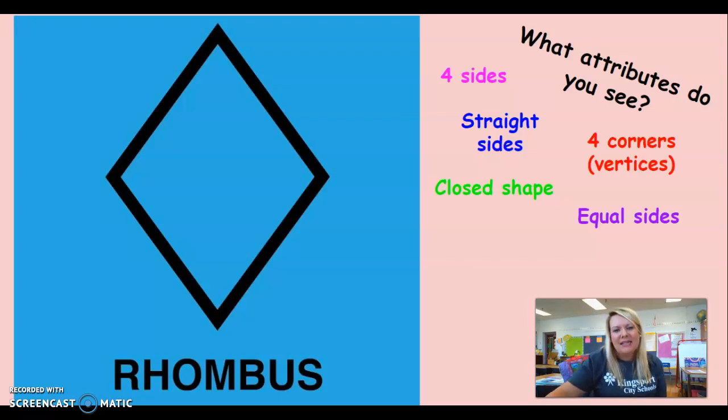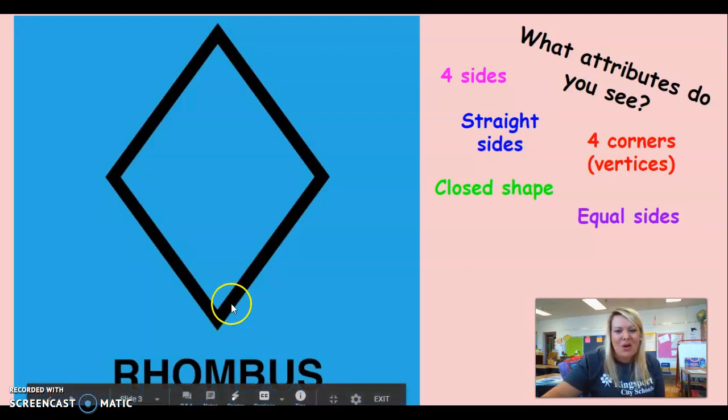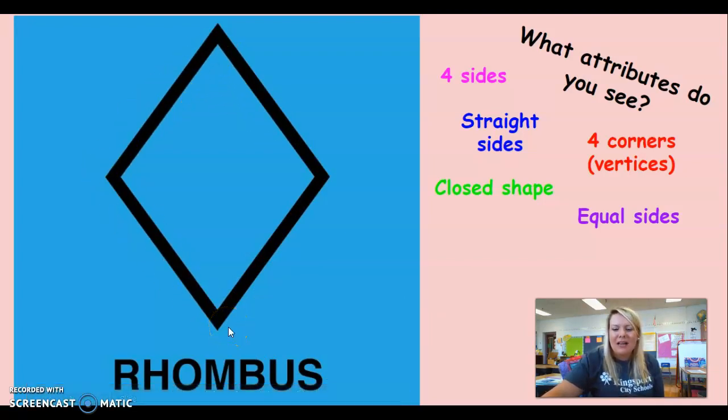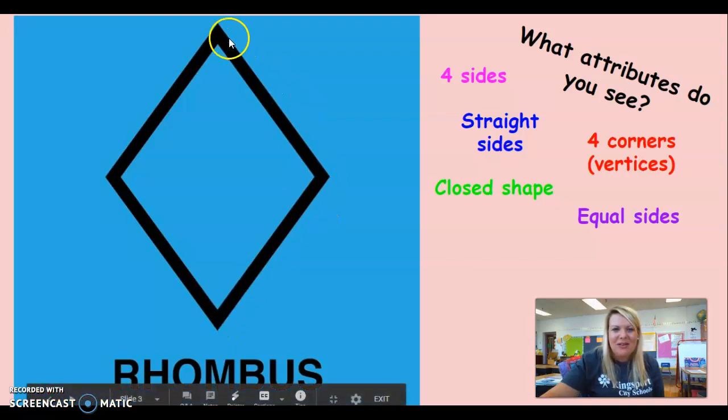How many sides does a rhombus have? Count them. Let's count together. 1, 2, 3, 4. A rhombus has 4 sides. How many corners or vertices does a rhombus have? Let's count. 1, 2, 3, 4. It has the same amount of sides as corners or vertices.